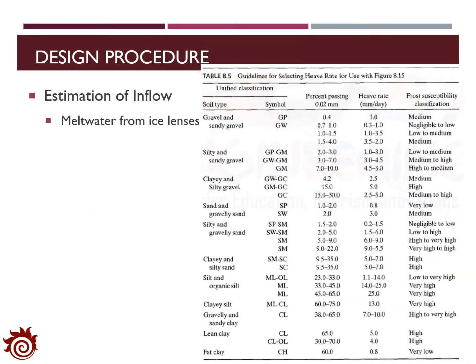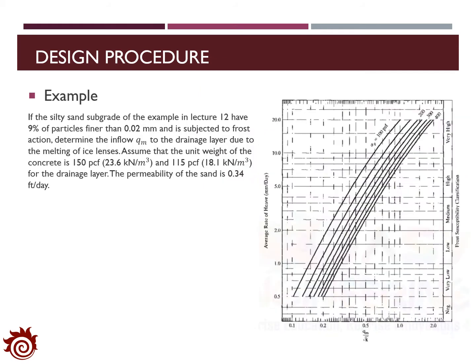The table here shows the typical heave rate for different types of soils. Basically, the heave rate is determined by the soil types and also the gradation of the soil. We can use these typical values to determine the heave rate and estimate the inflow rate for the meltwater seepage. Now let's go through one example for the calculation of the inflow rate from the meltwater seepage.